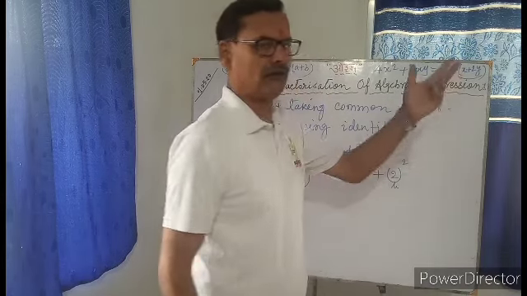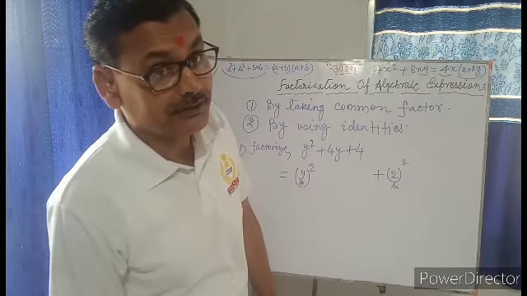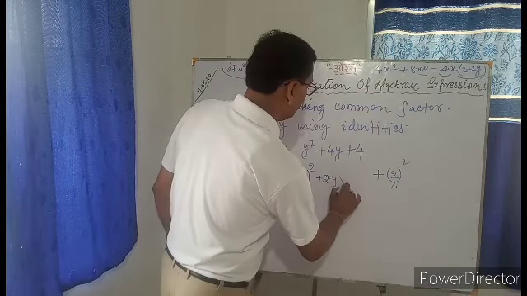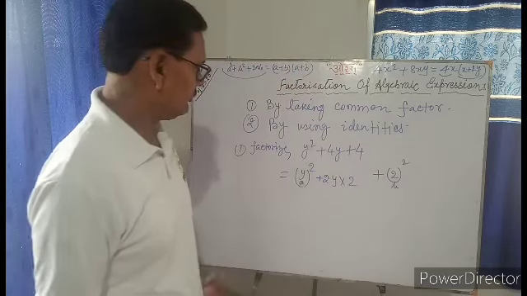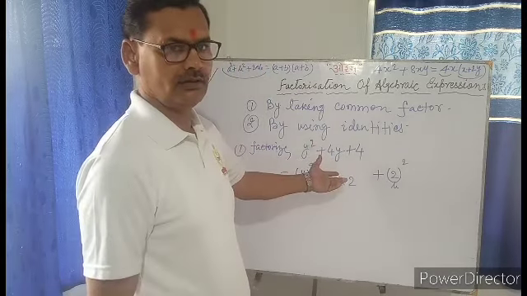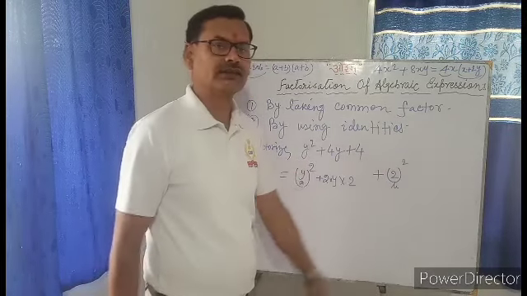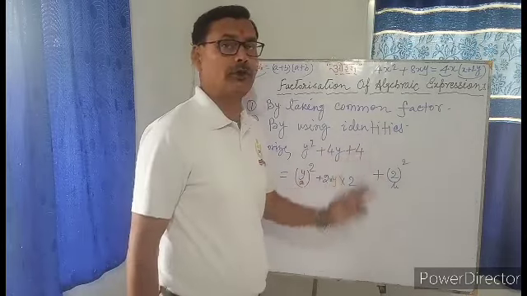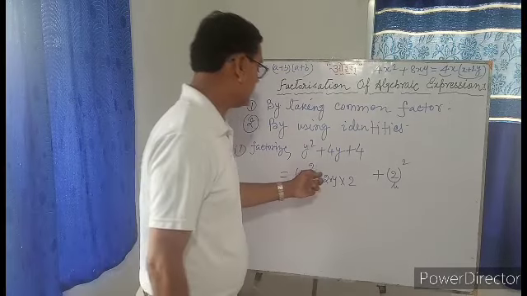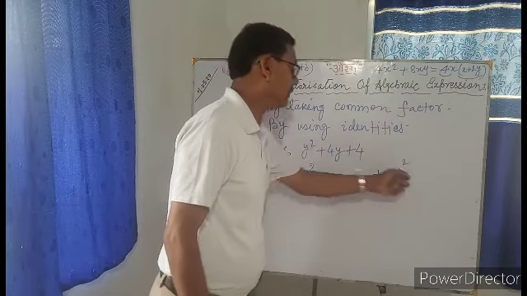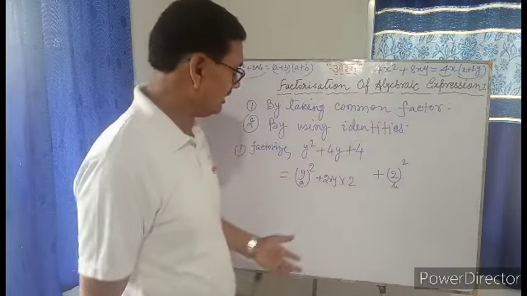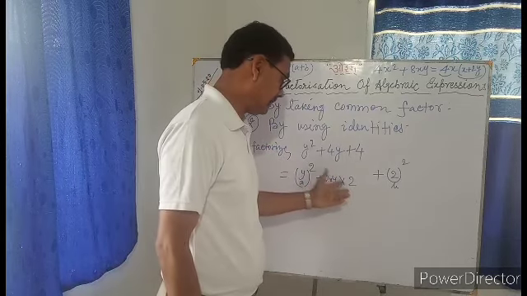So a and b we have found. Can't we find 2ab? Yes. Then what will be 2ab? 2 into y into 2, which is equal to 4y. So the middle term we have got. Now it has come on the formula, on the identity, a square plus 2ab plus b square. Clear? This expression has come on the pattern a square plus 2ab plus b square.